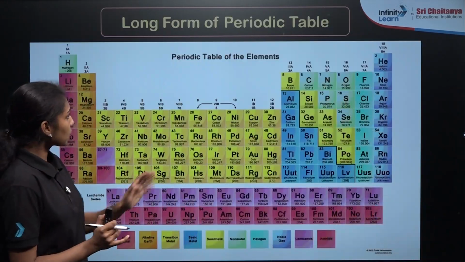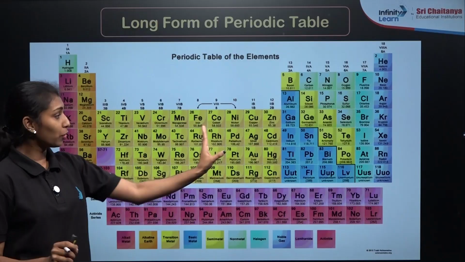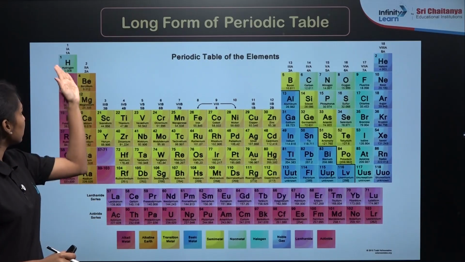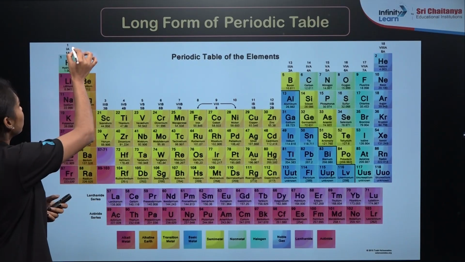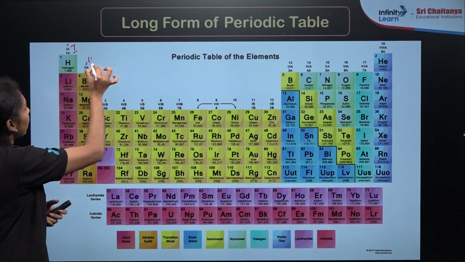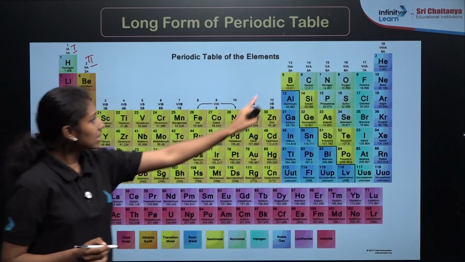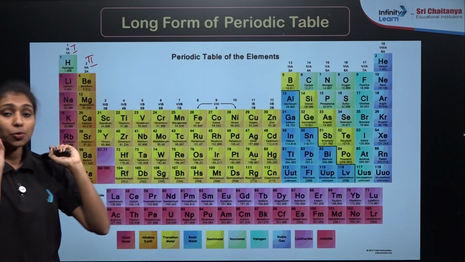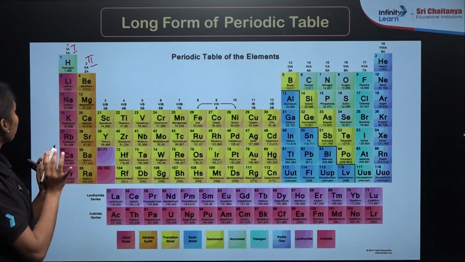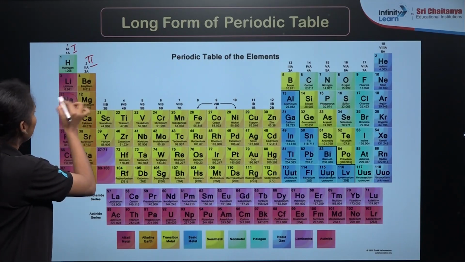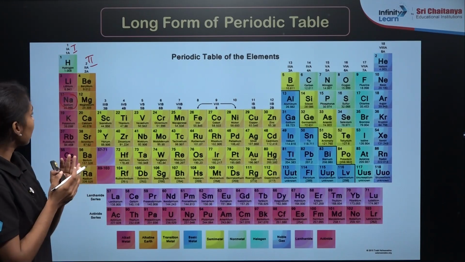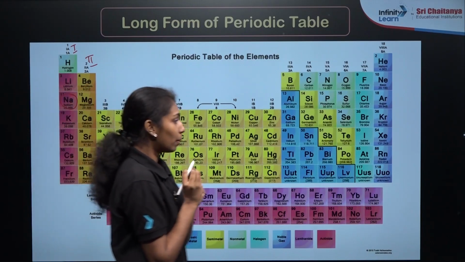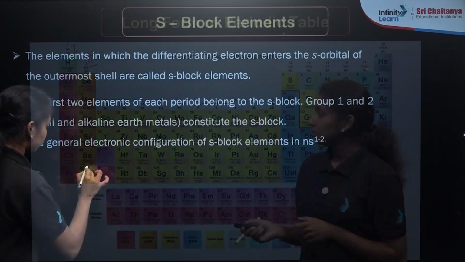See here, this is the modern periodic table we are now using. This is the first group, this is the second group, this is 3 to 12 and this is 13 to 18. If I take any of the elements here, for example sodium, what is the electronic configuration of sodium?